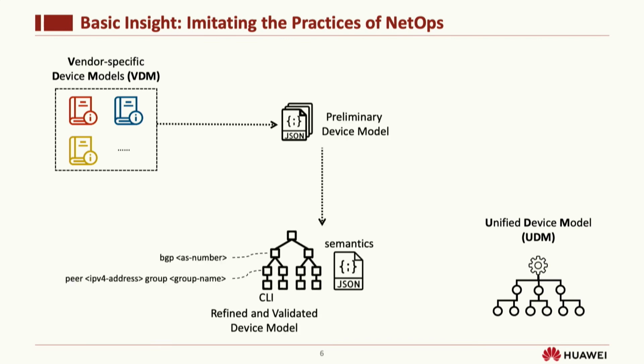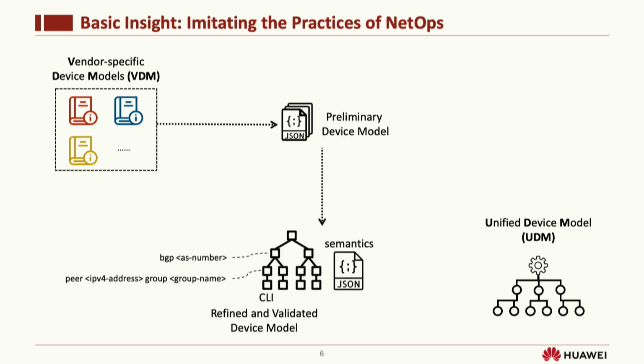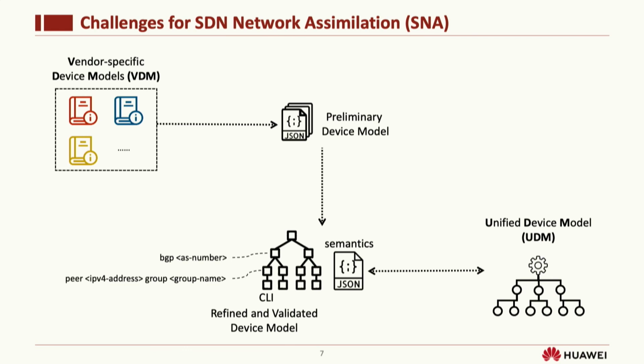And our basic insight to tackle this problem is to design a system that can understand menus as network operators do. It should first extract and validate a reliable vendor device model from its menu, and then infer the mapping between the vendor device model and the unified device model based on semantic information from menus. However, realizing this idea in practice will encounter three challenges.